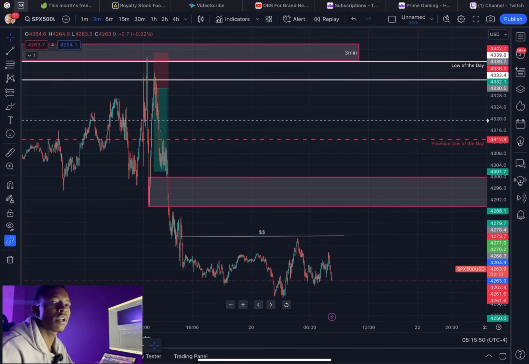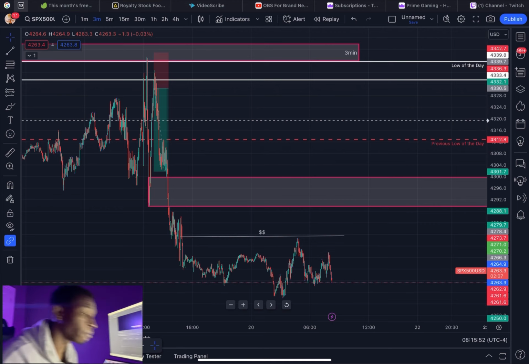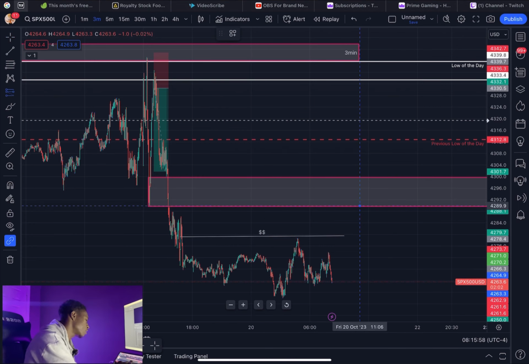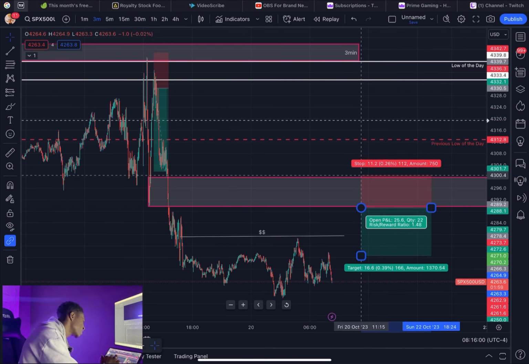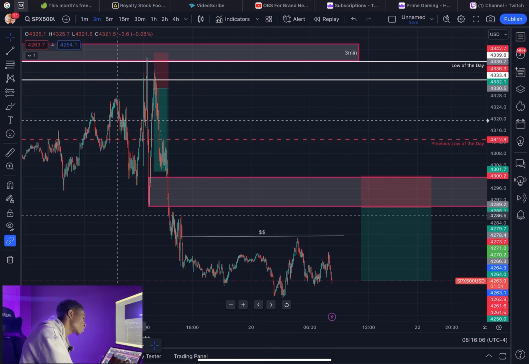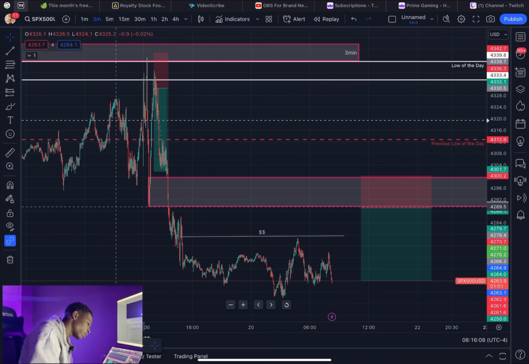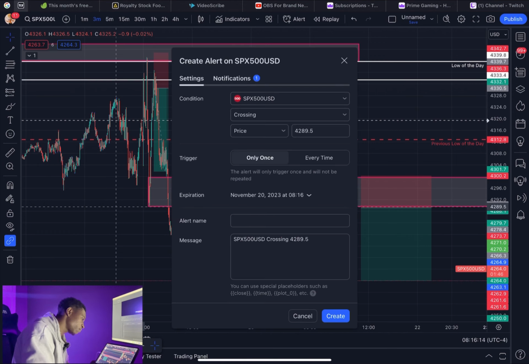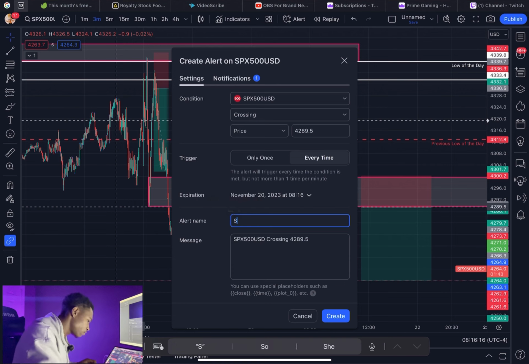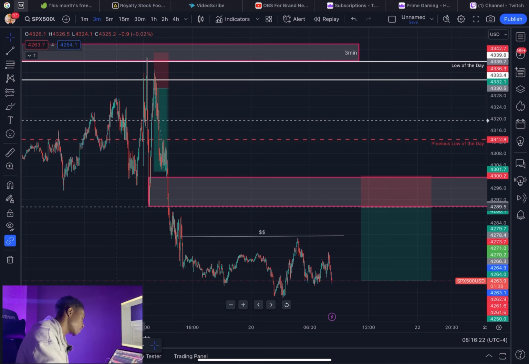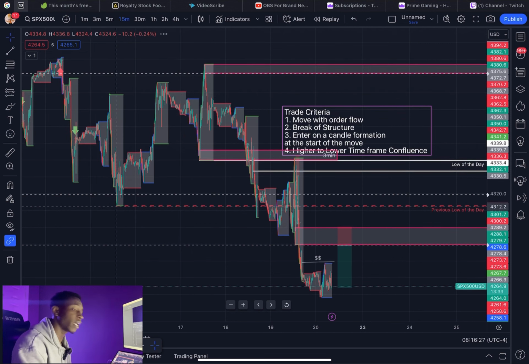I'm going to be doing a live trade today. I did say that I was going to do it next week, but this one would be a very good one to do. So for S&P 500, I'm going to put this right here. It's about an 11 pip stop loss. I'm going for like a 1 to 2. And then I'm going to set the alert. Supply zone. Okay, all right, so that's it for S&P 500.